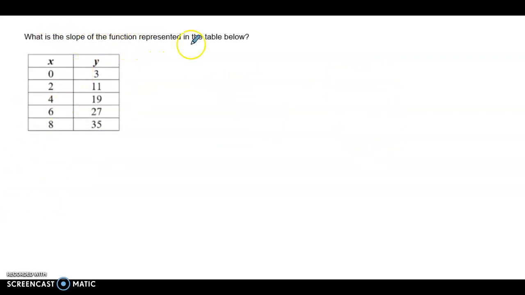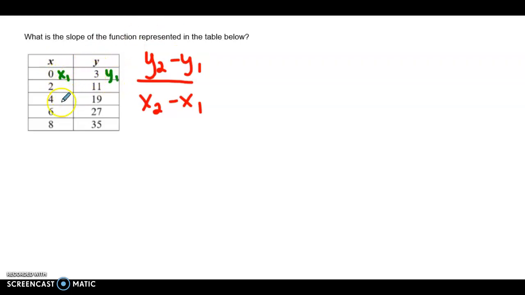All right, what is the slope of the function represented in the table? Since I did rise over run last time, I'm going to go ahead and use the slope formula. So the slope formula says y2 minus y1 over x2 minus x1. And it doesn't matter which point you pick.